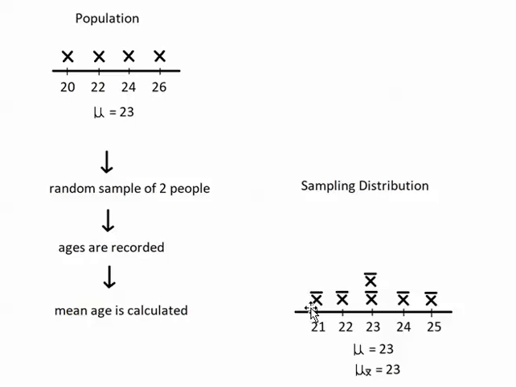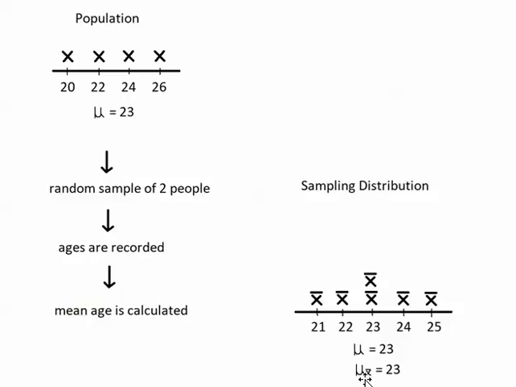We know that there are 6 possible samples, and we know that each possible sample has its own sample mean. The 6 sample means and the sampling distribution are all shown in this graph right here. The 6 sample means are 21, 22, 23, 23, 24, and 25. This down here is just saying that the population mean is 23. Mu is population mean, so this is saying that the mean of the 4 population members is 23. If you add them and divide by 4, you get 23.